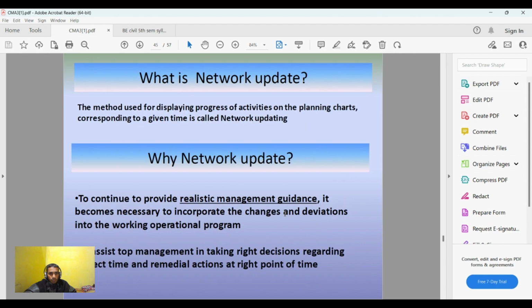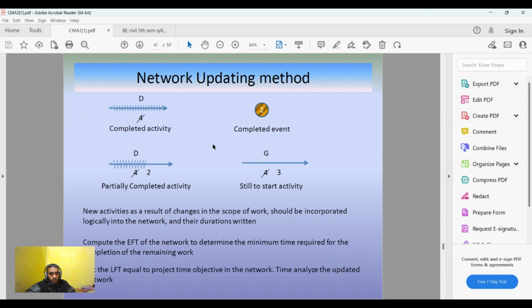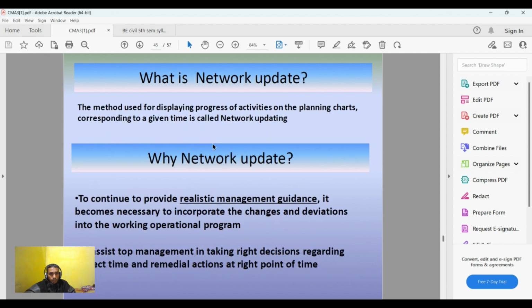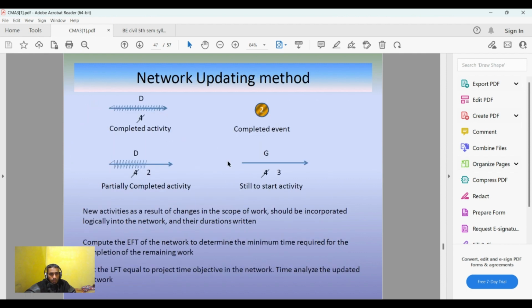And then project time monitoring, this is also not part of the syllabus. And network update, as I said, it could mean project updating, but give me some time, I'll try to get the relevant notes on project updating as well. If you get a question on project update, at least instead of leaving it blank, please make sure you write this particular definition regarding network updating. The method used for displaying progress of activities on planning charts corresponding to a given time is called network updating. Okay, so project updating could mean the same.